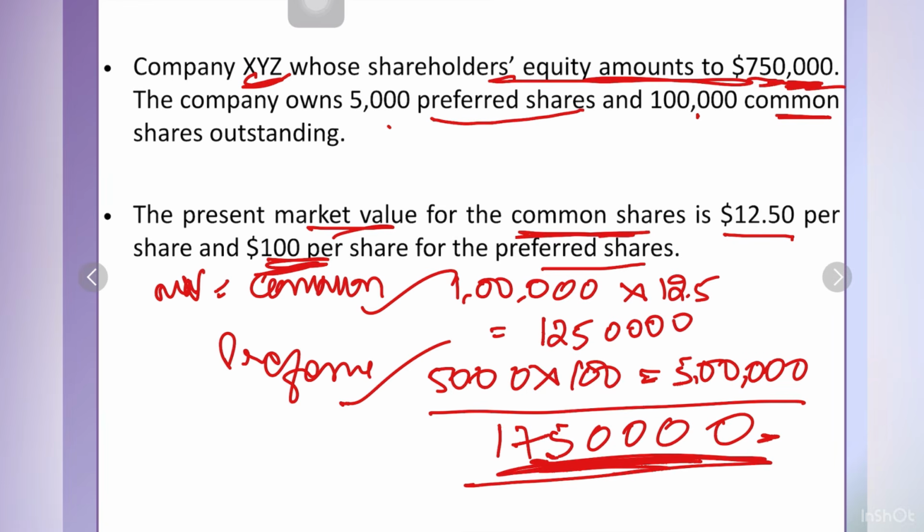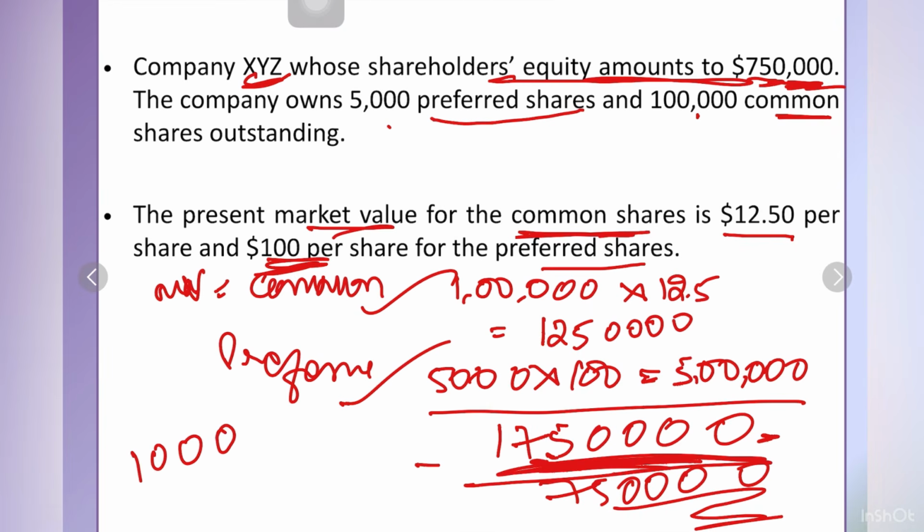Out of this 1.75 million, I am going to deduct the initial value, the equity value. If I deduct this, it comes out to be 1 million, right? This comes out to be 1 million. This is how we compute the market value added of the firm.